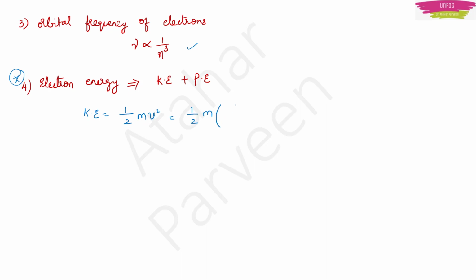You write the value of velocity of the electron. Just now we saw it, right? It is e square upon 2nh epsilon naught, whole square. So this will give you m e to the power 4 upon, 2 twos are 4, 4 twos are 8, so you will have 8 in the denominator, because you have the square for 2 here. So this will be 8 n square h square epsilon naught square. This will be your kinetic energy.